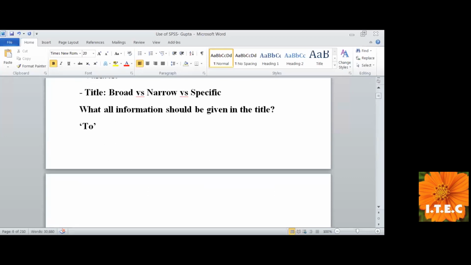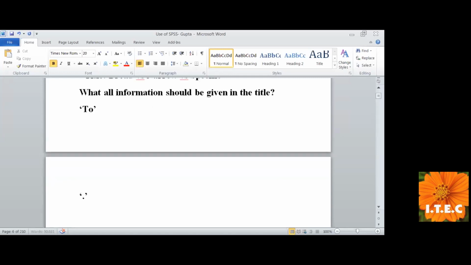Then another is, can we have a full stop in the title? These are the things which you should know about the title. Once you have written the title, then you should be able to write the objective. Minimum, how many objectives should be there? Minimum number of objective or objectives.